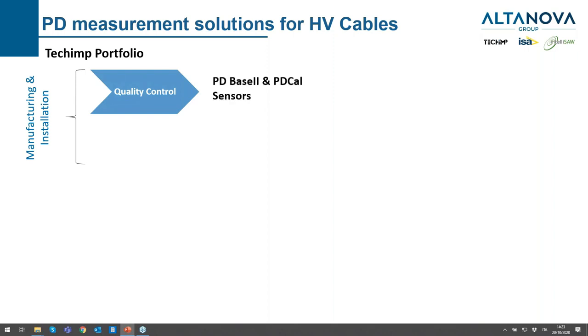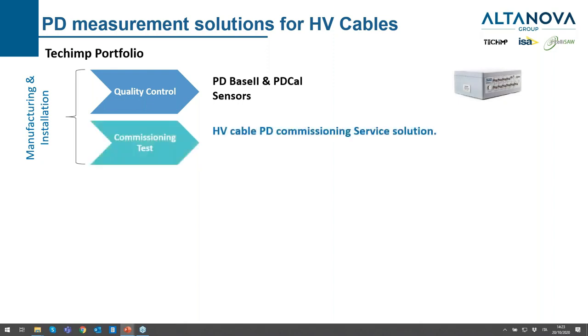Now we have basically a description of the Tekim portfolio, when we talk about what we can have in different parts of the life. For quality control, the Tekim solution is PD based, that is laboratory equipment and a PD calibrator with a capacitive coupling sensor. For the commissioning test, we have a service solution for PD commissioning, and we also provide a portable PD instrument and sensors.